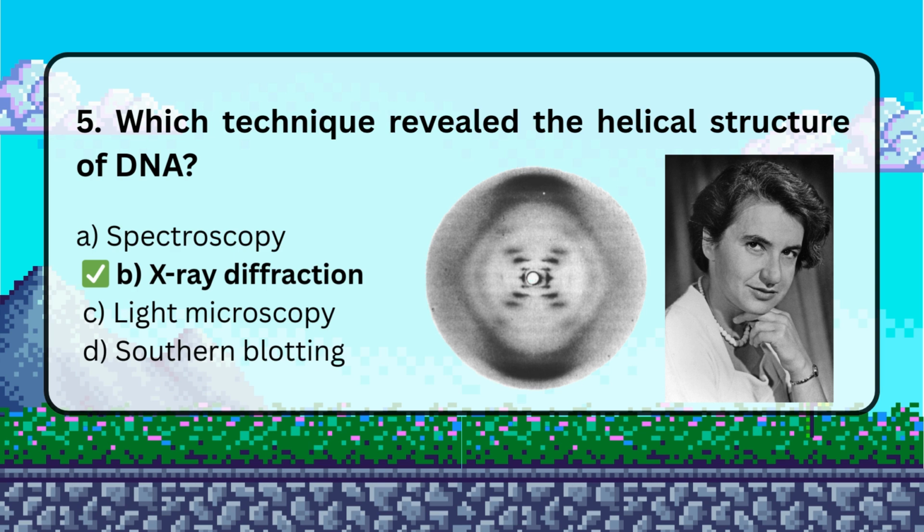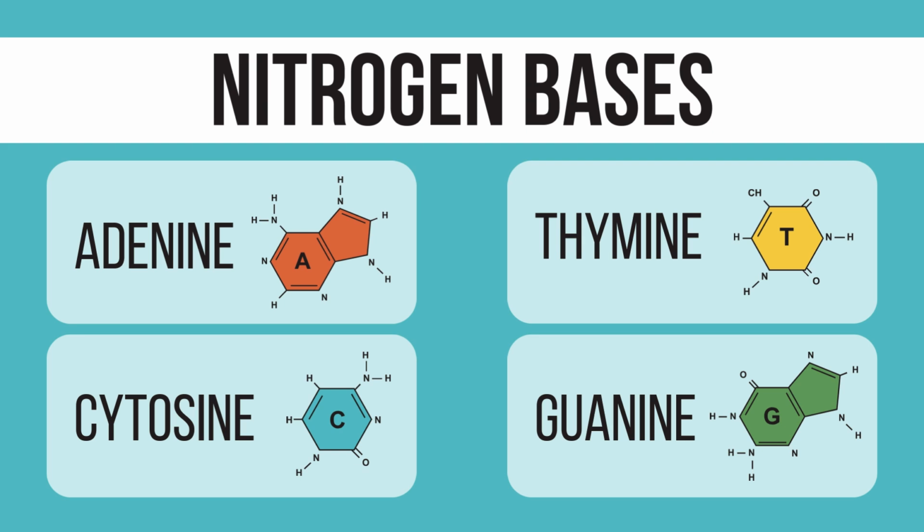Now, this video is incomplete without mentioning nitrogenous bases here. The rungs of the DNA ladder are formed by nitrogenous bases A, T, G, and C. A stands for adenine, T stands for thymine, G stands for guanine, and C is for cytosine. These bases pair in a very specific way, which leads us to our next concept.